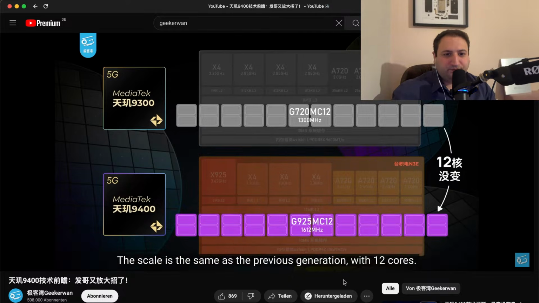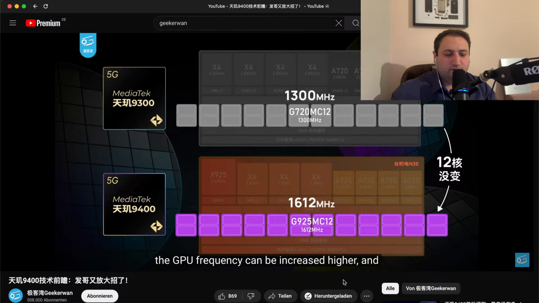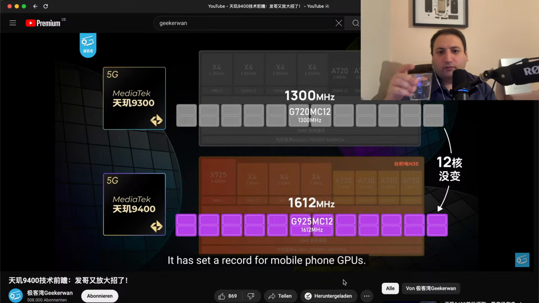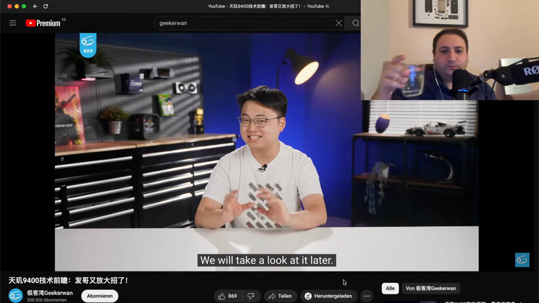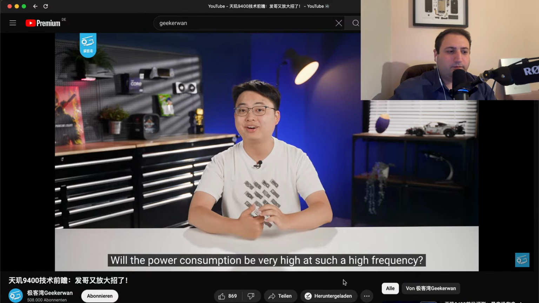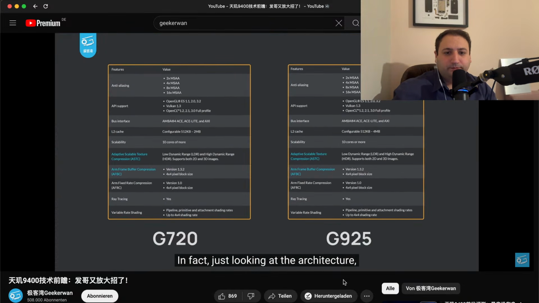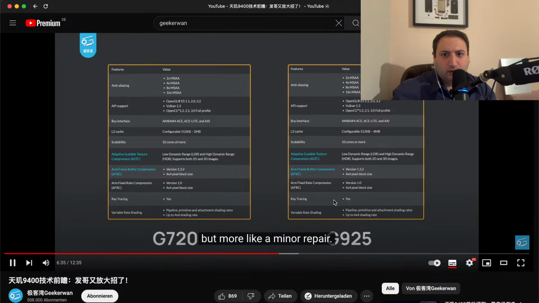Seemingly not. 10 cores or more configurability.